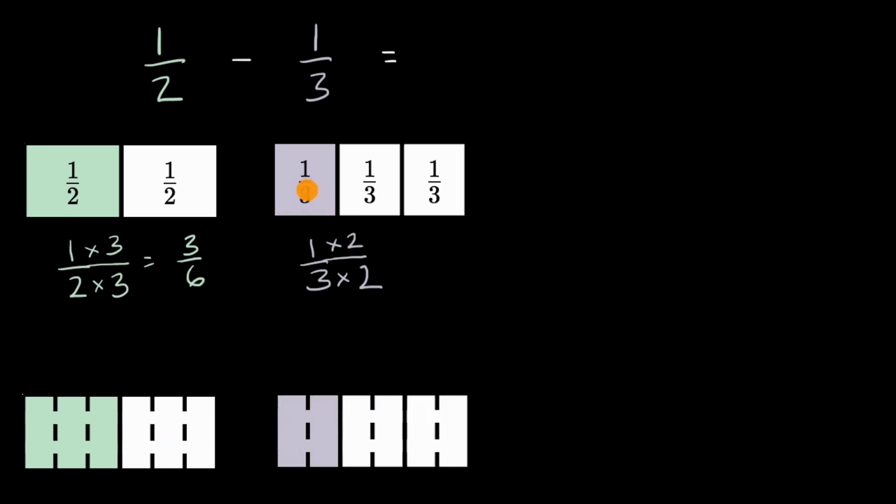Notice, if you take all 3 sections and you turn each of them into 2 sections, you now have 6 equal sections. So you are now dealing with sixths. And that 1 section before is now going to become 2 sections. So this is now going to be equal to 2 sixths.